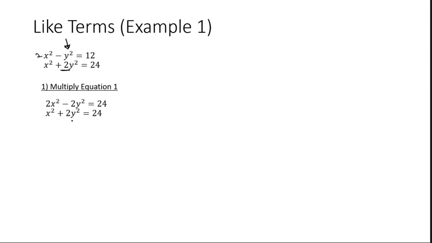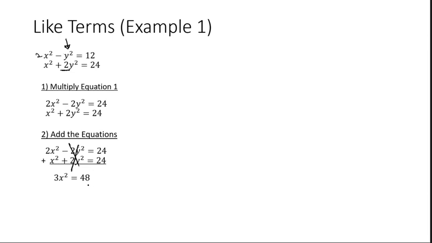Now we can cancel the y's by adding the equations together. When you add them, the 2y squareds cancel out. Then we have 2x squared plus 1x squared, which gives 3x squared, and 24 plus 24 gives you 48. From here we can solve for x by dividing both sides by 3, which gives x squared equals 16. Then take the square root of both sides, so x equals positive or negative 4.